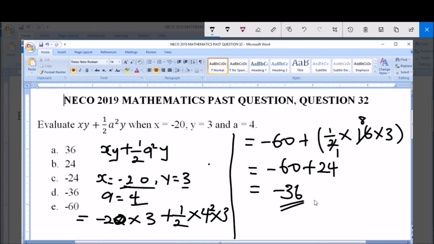So this is the answer for the evaluation of this, given that x is equal to -20, y is equal to 3, and a is equal to 4. So the answer is -36, and that is option D, -36.